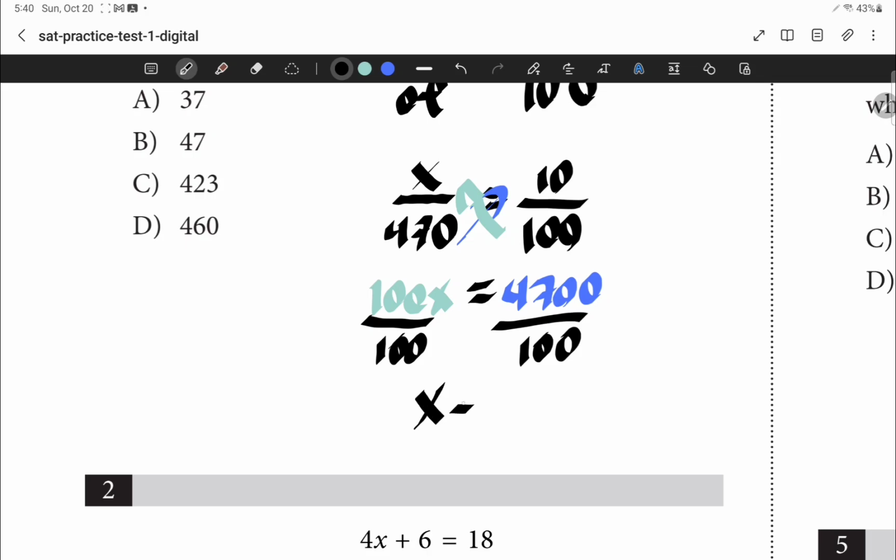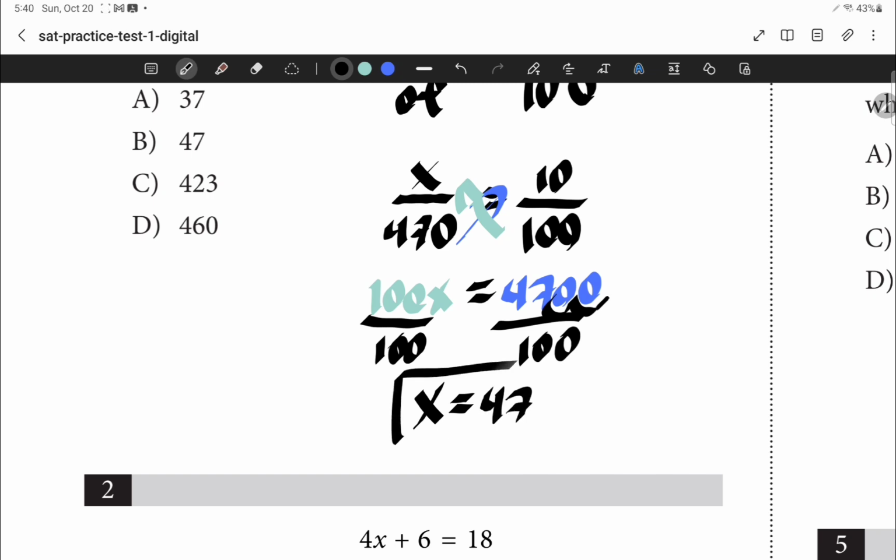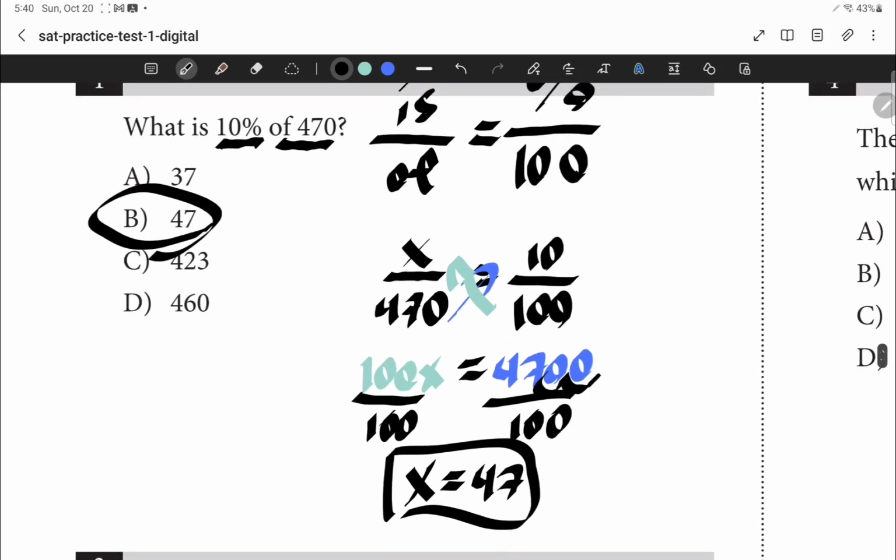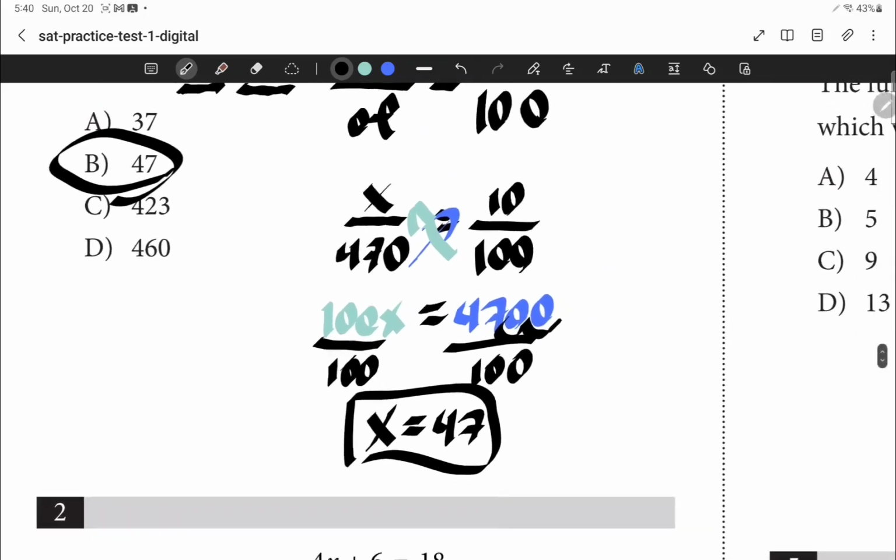So x is equal to... and if you don't know how to divide by 100, you just grab the decimal spot and move it twice to the left. No, to the right, actually. And, wait, no, to the left. My bad. You're going to move the decimal point twice to the left if you're dividing, twice to the right if you're multiplying. So this one's going to be 47. So my answer for number 1 is 47.